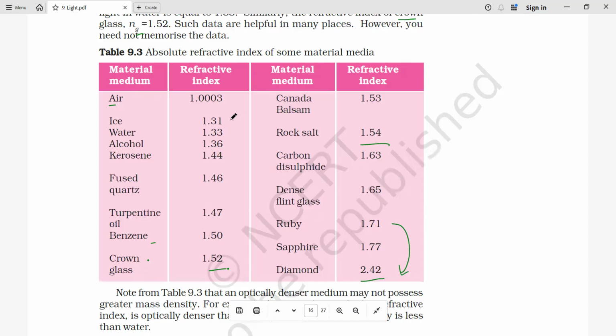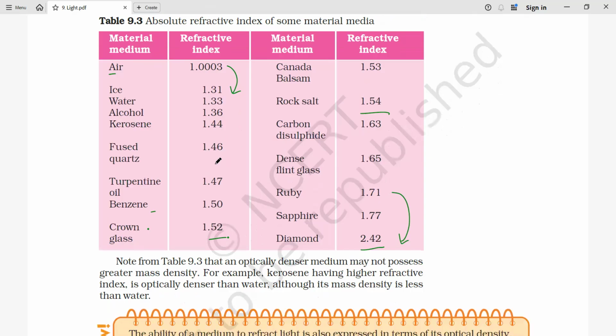Similarly, if you compare here the medium air and ice, ice is the denser medium compared to air. So the speed of light will be less. Kerosene having 1.44, so that is optically denser. So if you try to compare water and kerosene, kerosene is more dense compared to water. So the speed of light in kerosene will be less compared to water.